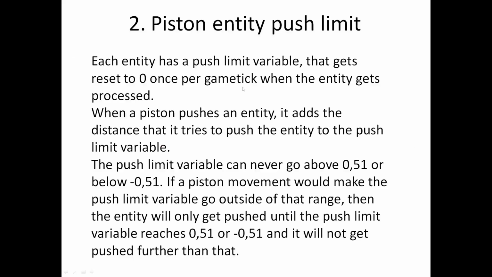Now every entity has a push limit variable, and that push limit variable gets reset to 0 once per game tick. But every time a piston pushes the entity, the variable will get increased by the distance which the piston tried to push the entity. And if the variable goes above 0.51 or below minus 0.51, then it will get capped off at that, and then the entity can't get pushed further than that. And this is called the piston entity push limit. Every entity has a variable which tracks how far pistons have pushed it in this game tick. It will not go further than 0.51 blocks in one game tick.